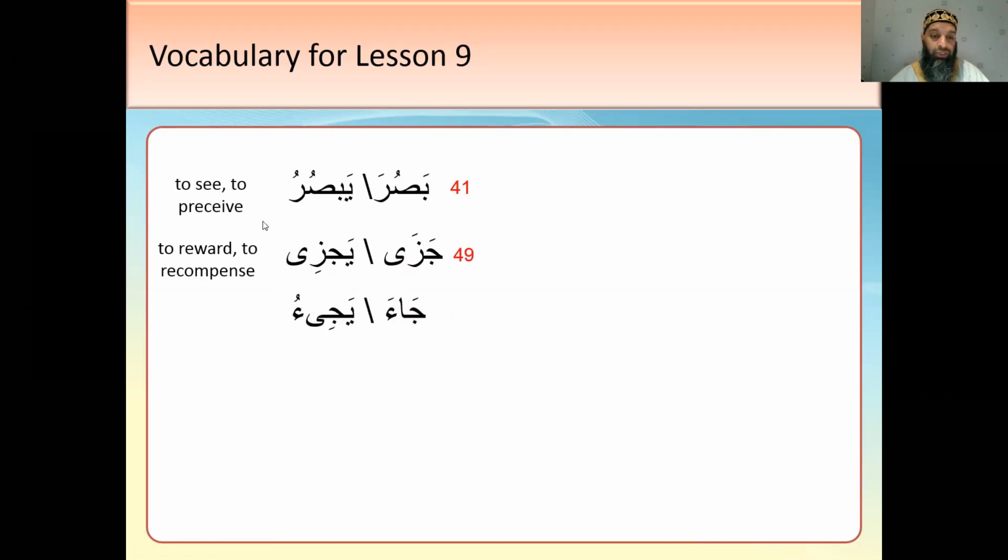Ja'a yaji'u. إذا جاء نصر الله والفتح. جاء. What is جاء? يجيء. So again, this is the root word, and this is the present tense of saying it. So he came, and he comes.